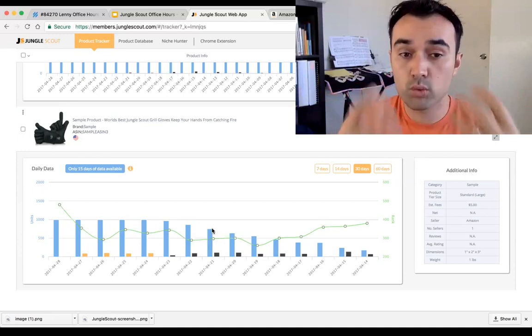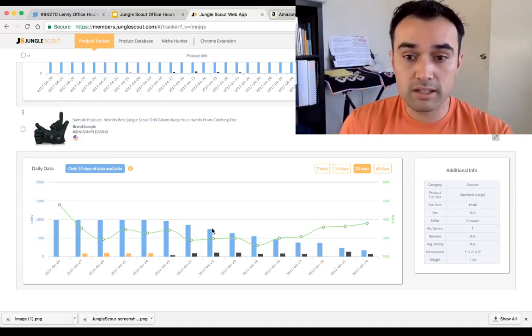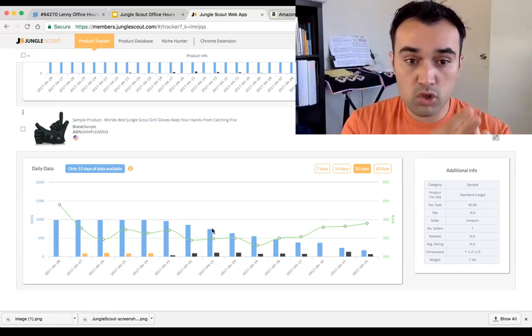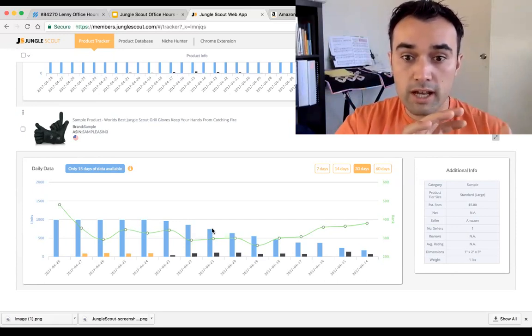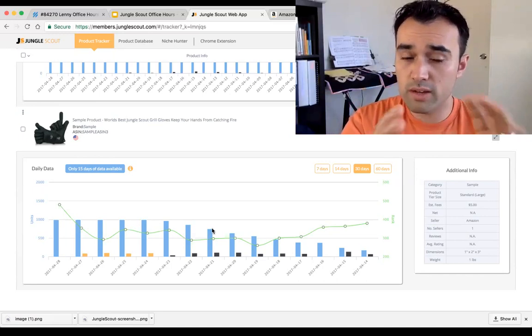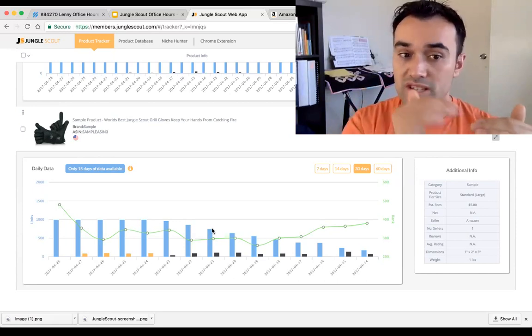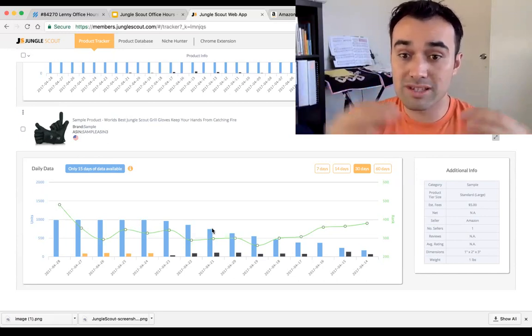We can't track the real sales on those particular days. So that might be a situation that you sometimes see on the product tracker. But I think we might have actually just released a feature that's able to detect if someone has done that, because if that was the case, you wouldn't see any sales registered for those days.